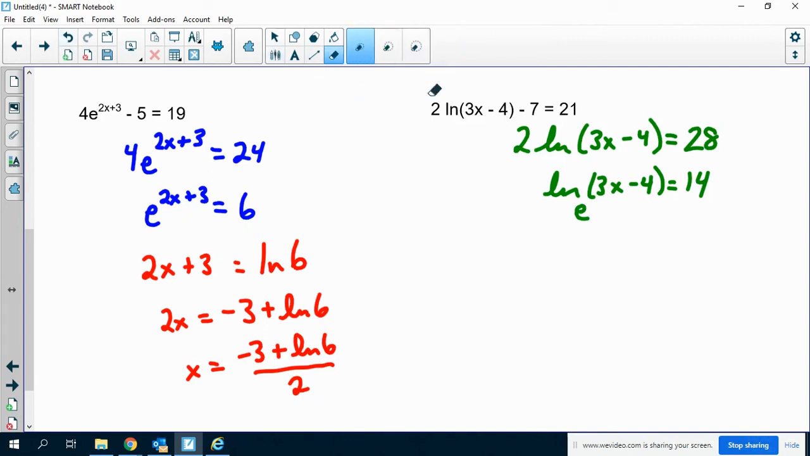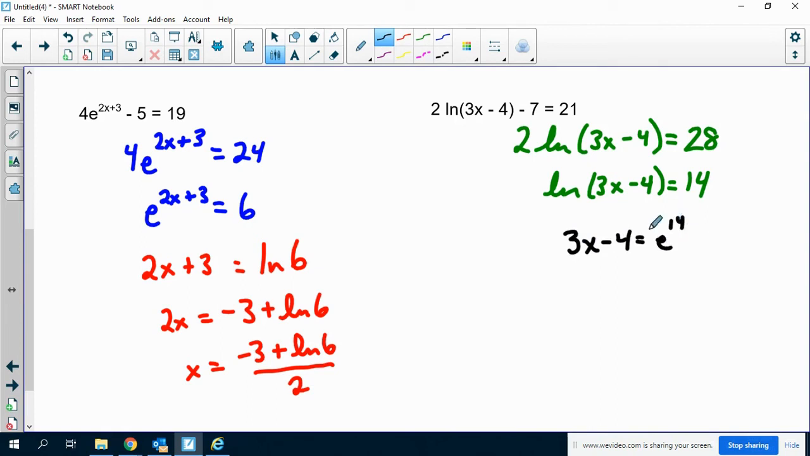Now, real quick, we are not allowed to write natural log base e. You can write log base e, but you can't write natural log base e. But we just have to realize that there's an e down here. So when I'm rewriting this, I can rewrite this as 3x minus 4 equals e to the 14th. Now I solve for x normally. So I add 4 and divide by 3. So x equals e to the 14th plus 4, divided by 3. And that would be my final answer.